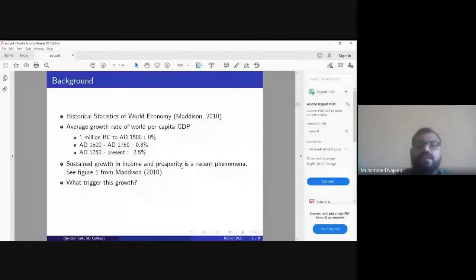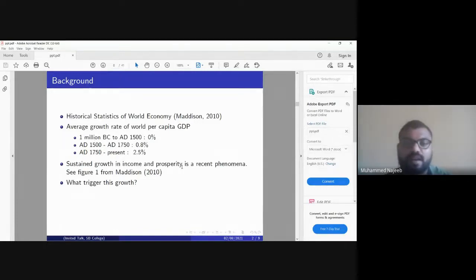So the question here is, what triggered this economic growth? What happened after 1700? Only after that period did the world per capita income growth rate start increasing. So what is the trigger factor behind this?